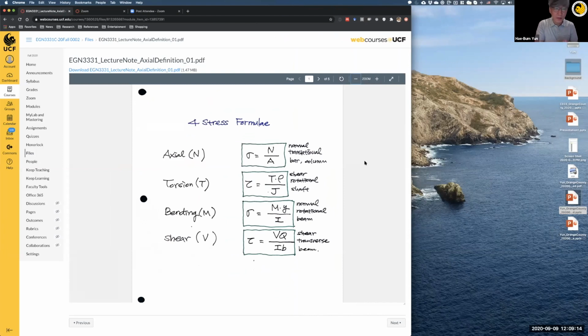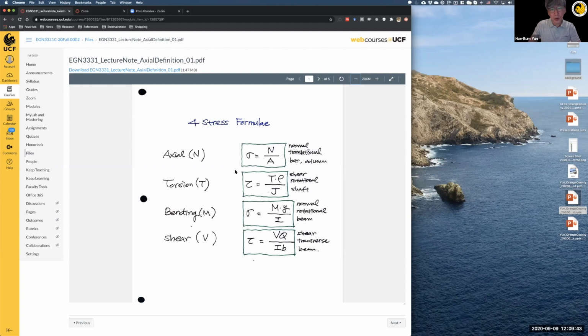From chapter 4 to the following chapters, we will deal with 4 different kinds of forces. So in this course, we will deal with 4 types of forces, external forces. Very, very important, okay?